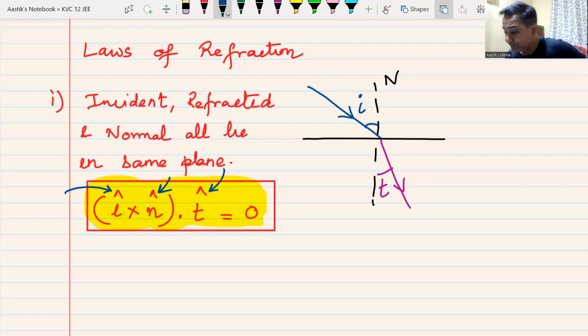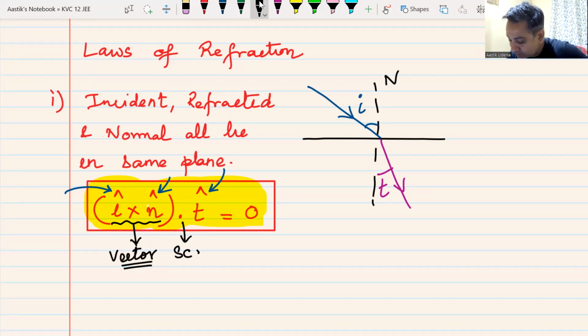And what I've written, this line, this black thing is the vector product. Did we do vector product there? This is the vector product, and this dot represents the scalar product. Do we remember dot product and cross product? This is dot and this is cross.